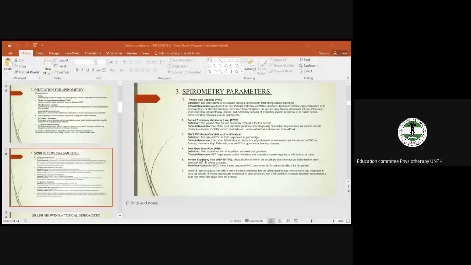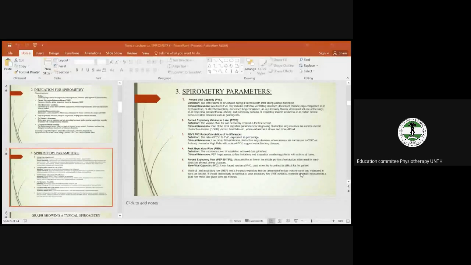Decreased volume of lungs, as in empyema. That is when there is pus in the pleural cavity. Pneumothorax, obesity, and pulmonary edema, or respiratory muscle weakness as in certain central nervous system diseases, such as poliomyelitis.